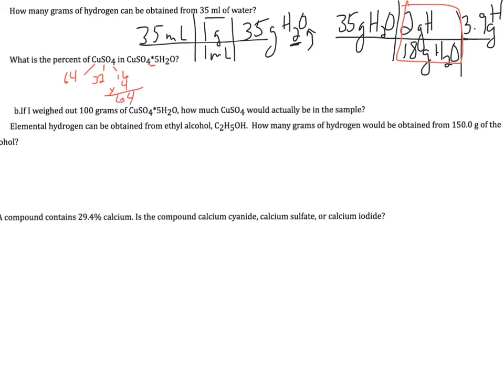For the water, we already looked from the previous problem that water is 18. And there are 5 waters, so it's going to be 18 times 5, and that comes out to be 90 grams. So if we add this up, 64 plus 32 plus 64 plus 90, we're going to get an answer of 250. So the total mass of the CuSO4-5H2O is going to be 250 grams.